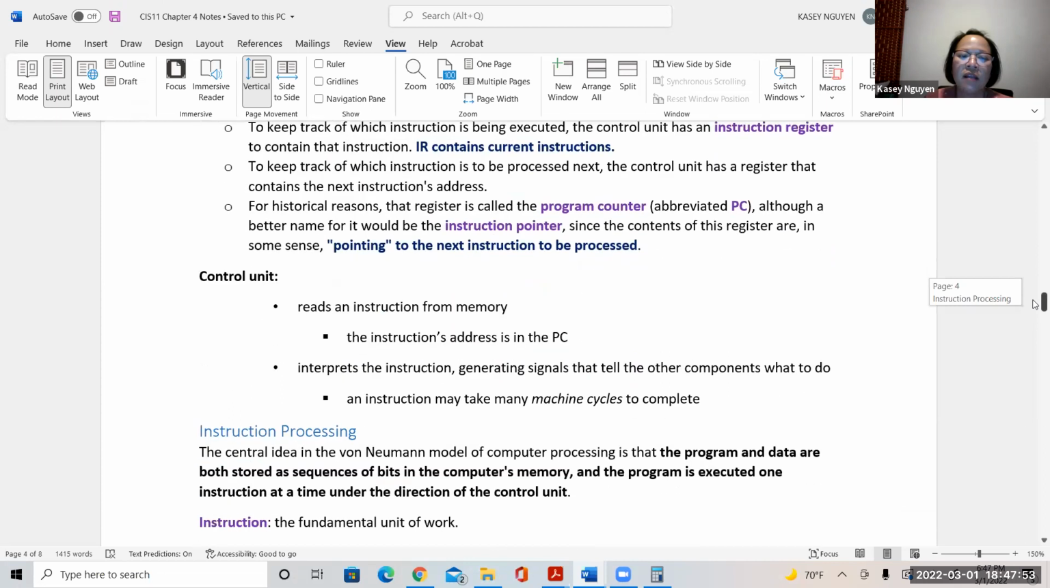Now, with the control unit, its purpose is to do these things. First, to read an instruction from the memory. When we say instruction, what does that really mean? At the assembly level, something like LEA R0 and a label, or ADD R1, R2. When it reads the instruction from memory, it's going to have the instruction address in the PC, in the program counter. It's only going to use the address at the PC.